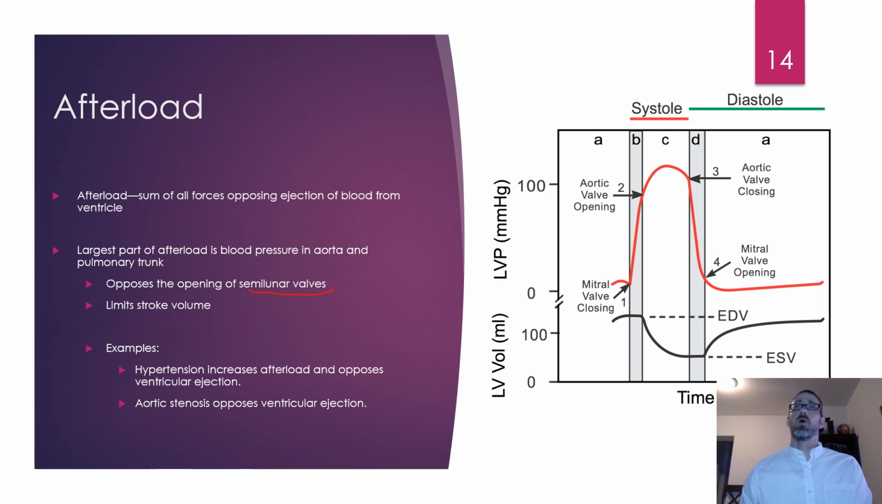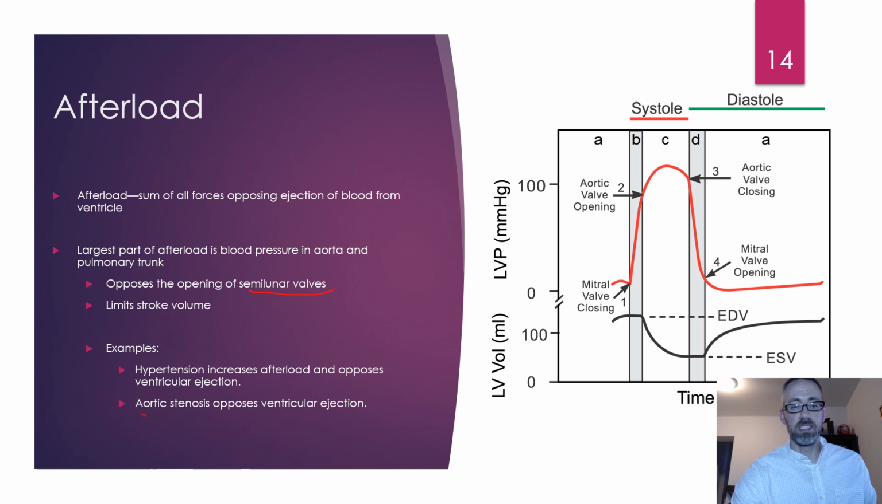If we have an increase in arterial blood pressure, so somebody has hypertension, instead of being like 120/80, maybe they're 150/90 or something like that. These are higher pressures in the arterial system that the left ventricle will have to overcome in order to eject a good stroke volume. The same thing goes for the right side of the heart. You can have pulmonary hypertension, and that would be an increase in afterload on the right side of the heart.